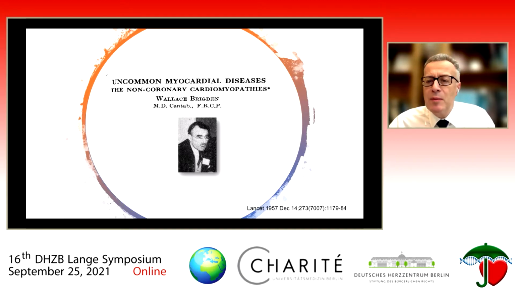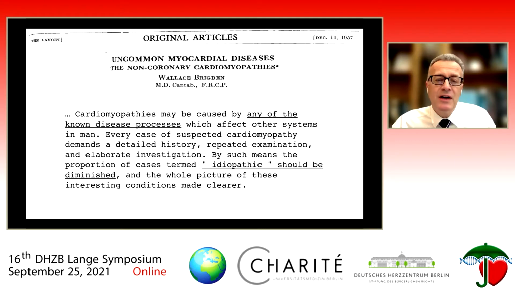The term cardiomyopathy goes back to the 1950s. It was actually probably first coined by this guy, Wallace Brigden, in 1957. And he defined cardiomyopathies at the time in this way, that cardiomyopathies are disorders of the heart muscle which can be caused by any known disease process. And even back then he was saying that we should really not use this term idiopathic. Unfortunately, it's taken us about 30, 40 or maybe more years to really start shedding this term idiopathic.